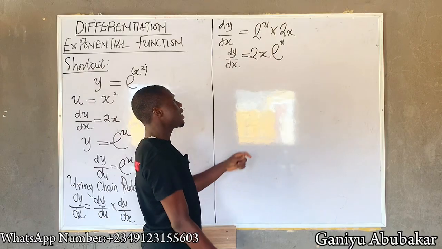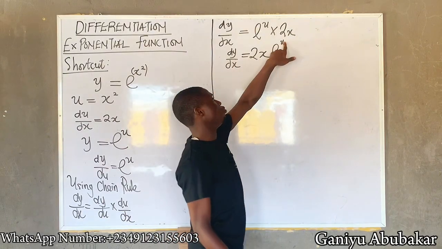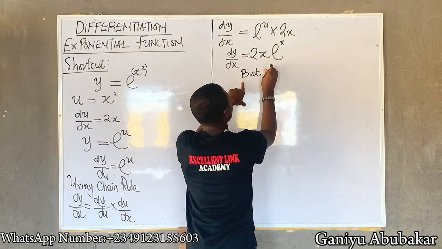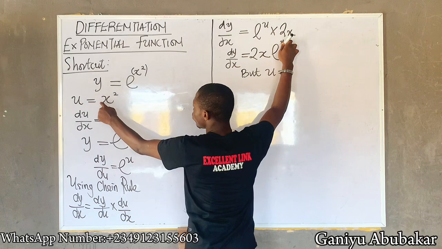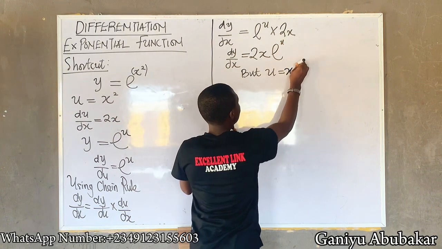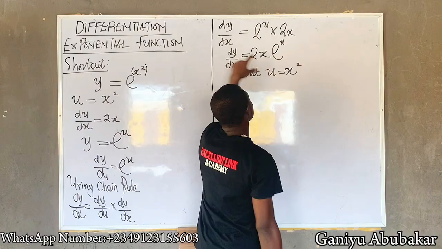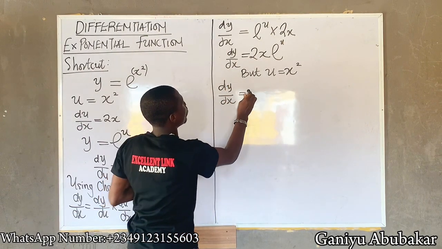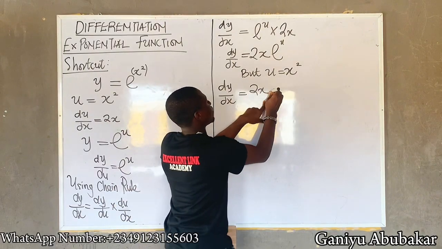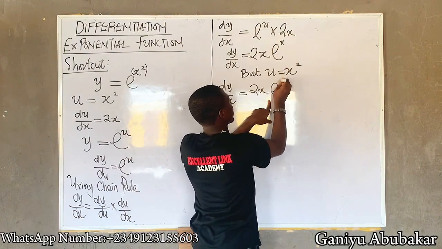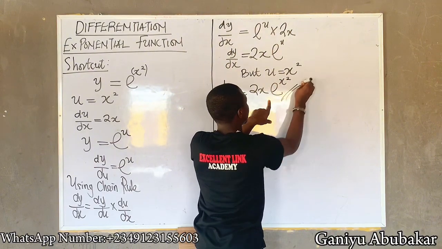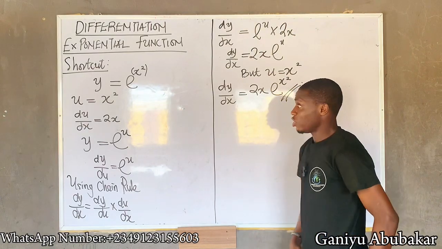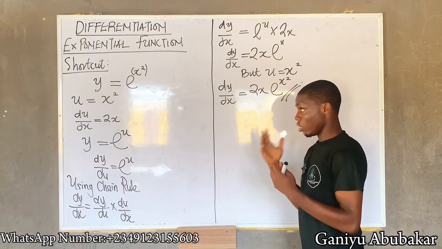But by the way, I can't express the answer in terms of u, so I have to take this u back to x. This u was equal to x squared from the question. So wherever I see u, I put x squared. So the final answer for dy over dx will be equal to 2x exponential, and what's u? That's x squared. This becomes my answer to this particular problem using the exponential function procedure.